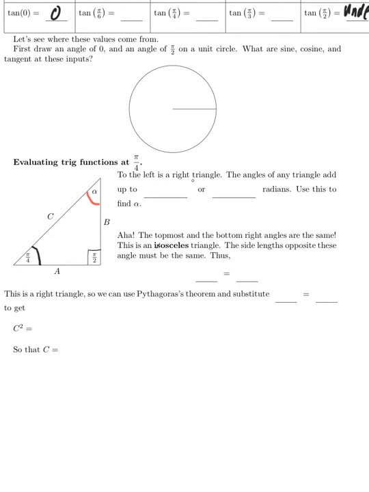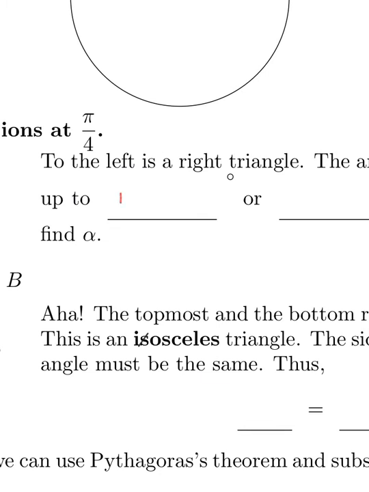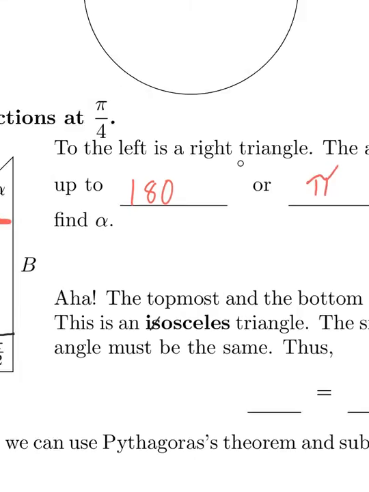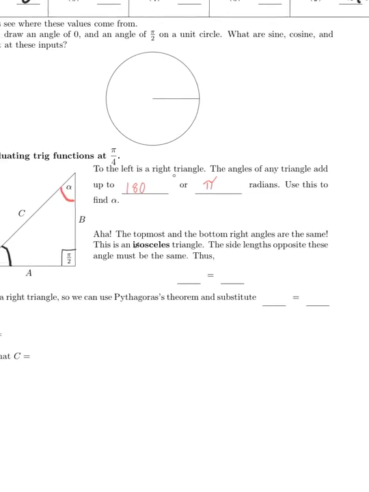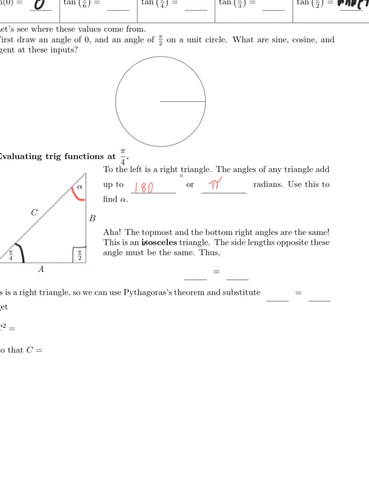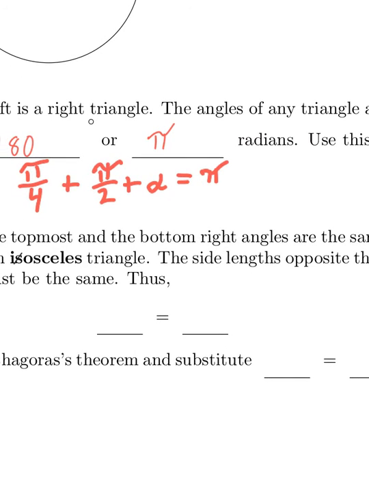So the thing is, this is a triangle. Angles inside of a triangle have to add up to 180 degrees, or in radians, pi radians. Well, we can probably use that to find alpha, right? The three angles of this triangle are pi over 4, pi over 2, and alpha. And apparently all of those have to add up to pi. So there's an equation. Let's solve that equation for alpha.